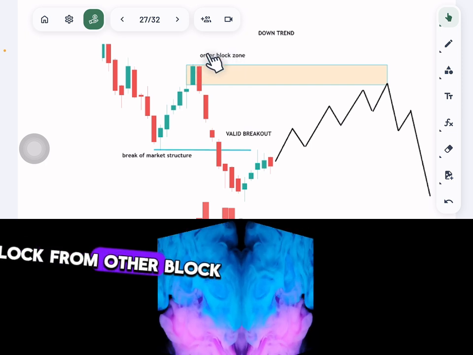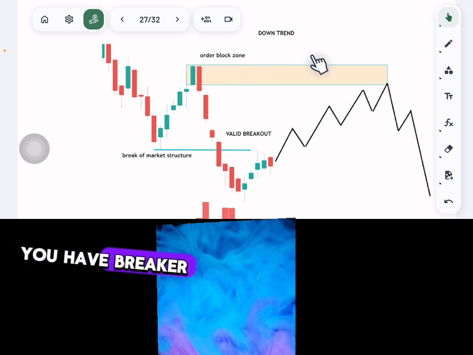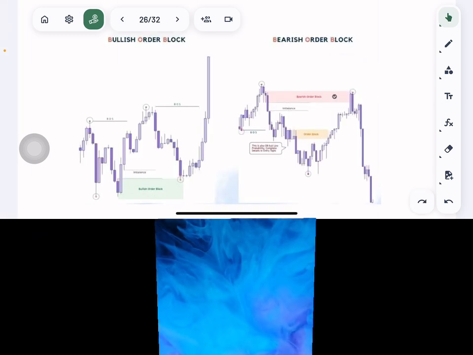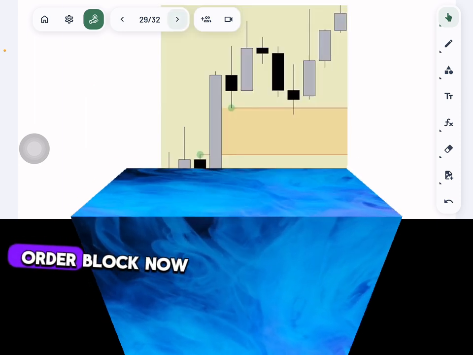Block from other block, breaker from breaker candle. So you have breaker block. That's how the name came about. Okay? So a breaker block is a failed order block.